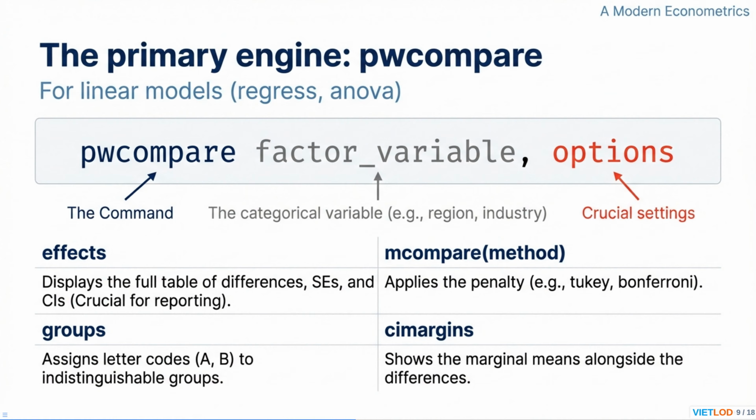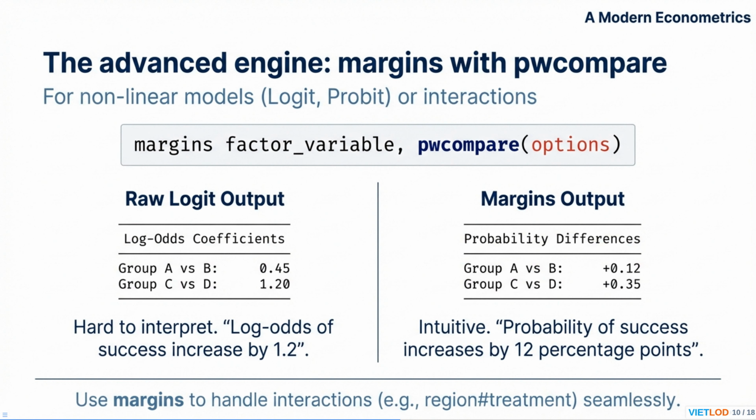The pwcompare command is used after a linear regression, or ANOVA. The syntax is simple: pwcompare followed by the factor variable and then your desired options. Key options include effects for the full table, mcompare for the adjustment method, and groups for simplified letter coding. To compare yields across fertilizers with Tukey adjustment, you would type pwcompare fertilizer, effects mcompare(tukey). For more complex models, return to the margins command.